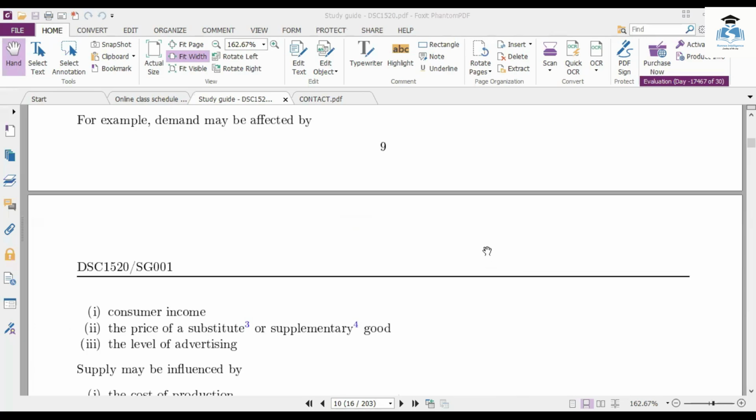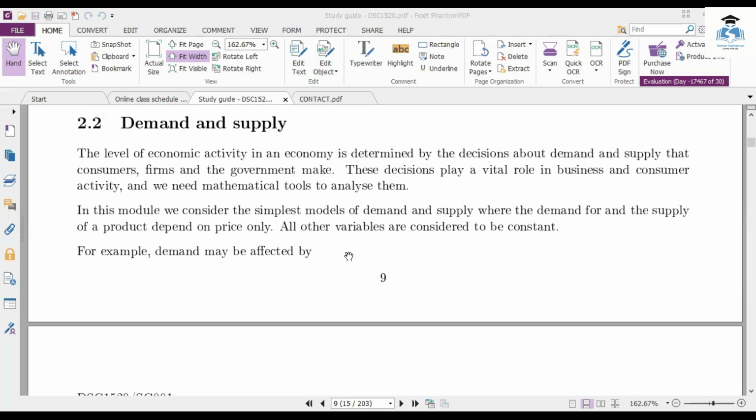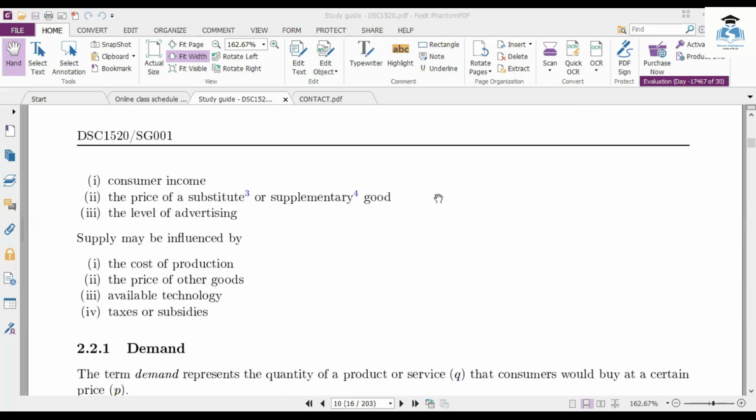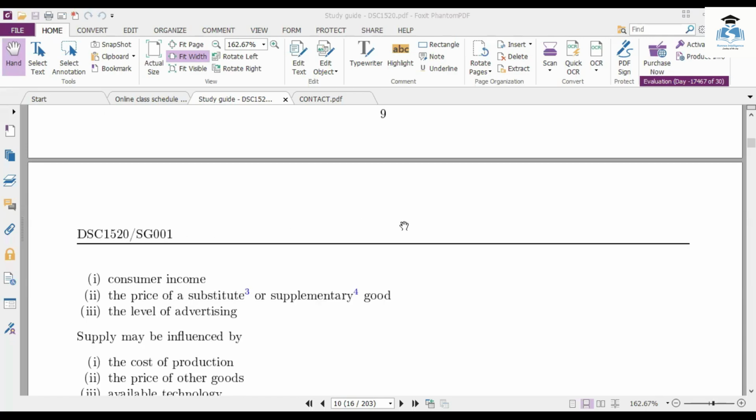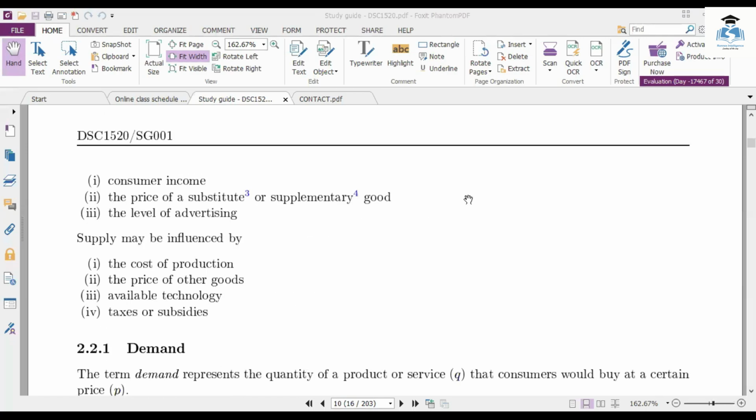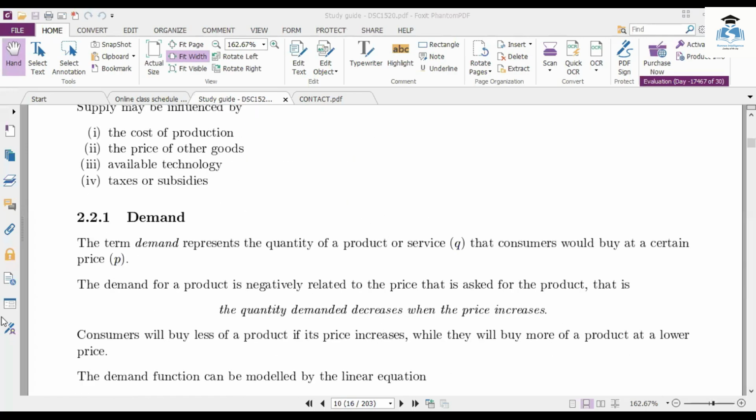So we have got the demand and the supply. Those who are doing economics, they know these things. All right. So the term demand represents the quantity of a product or a service, which is represented by Q, that consumers would buy at a certain price.